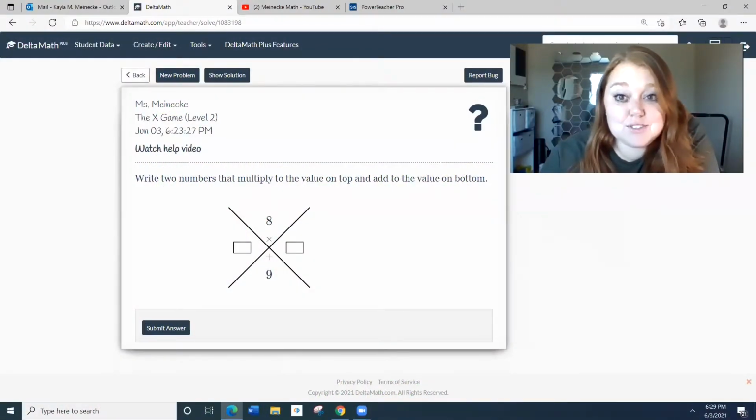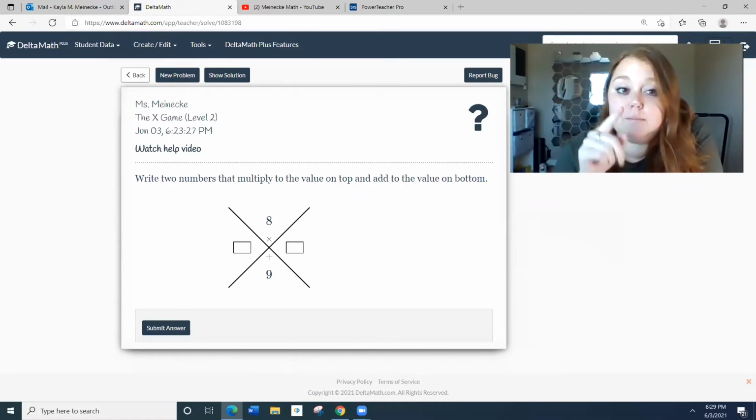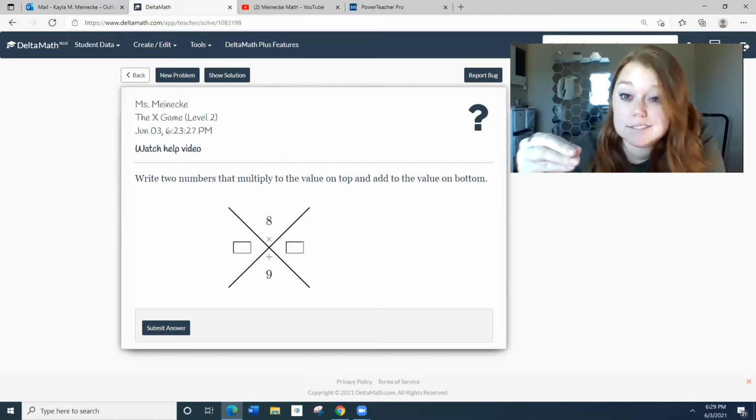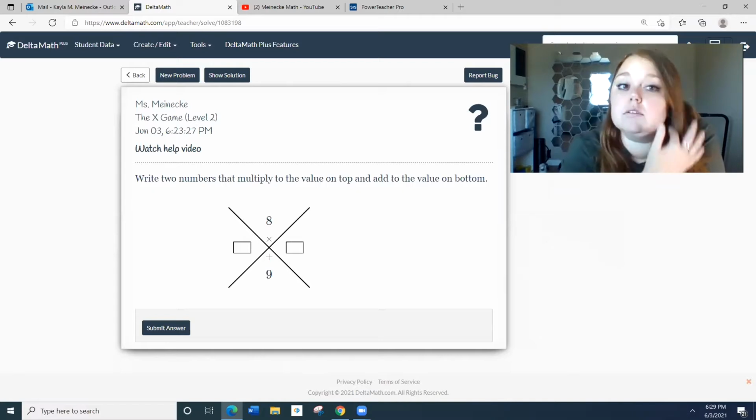Hi. Okay, so we do have notes in our notebooks, but before we do that, I want to play this little game on Delta because it's going to help the lesson go better if you can really understand how to do this. The little X game is what it's called.